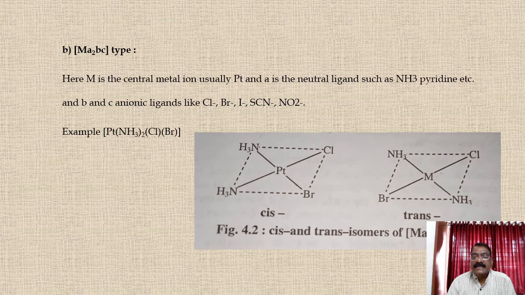Here in MA2BC, two ligands are the same, and depending on the position of these two same ligands, we can differentiate cis and trans. When the two same ligands are on the same side, it is cis, and when they are opposite to each other, they are trans. So see, in the cis isomer, two NH3 ligands are on the same side, so it is cis, and in the second image the two NH3 are opposite to each other, so that is the trans isomer.